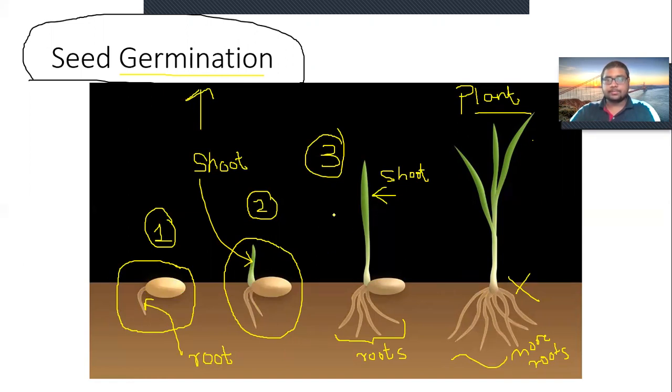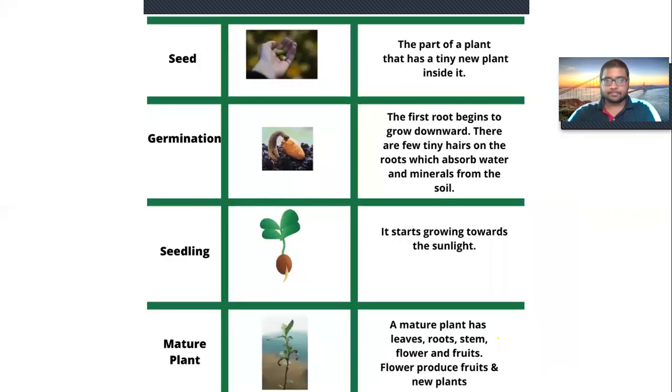This is the second stage. In the third stage, the shoot grows. Shoot grows. It goes on top. And roots grow more and more. In the last stage, it develops into a plant where more and more roots occur and occupy the region.